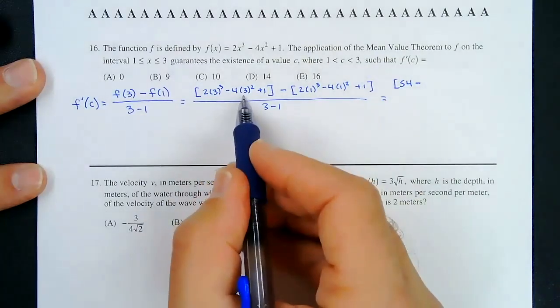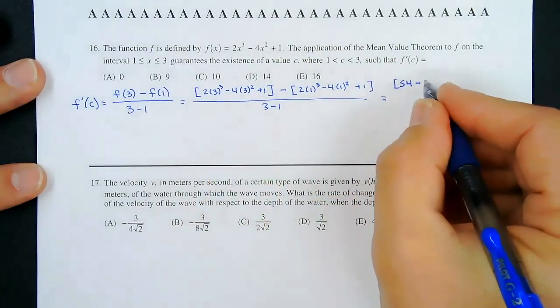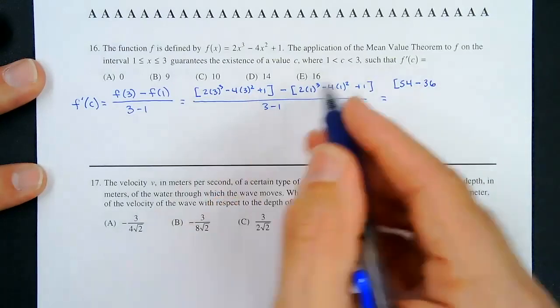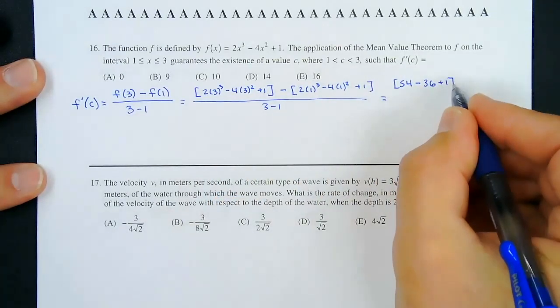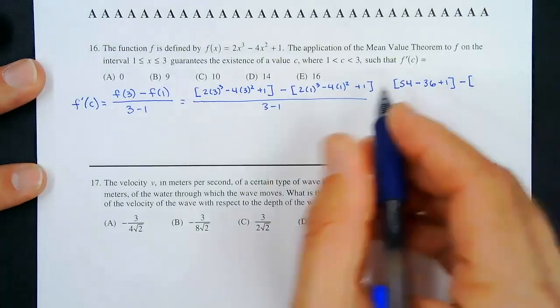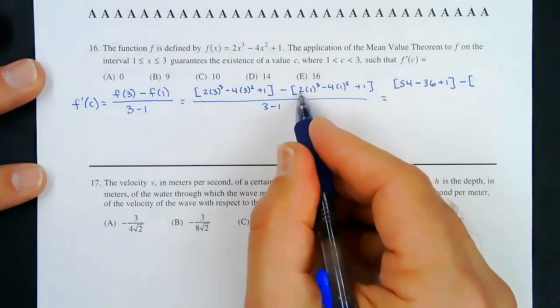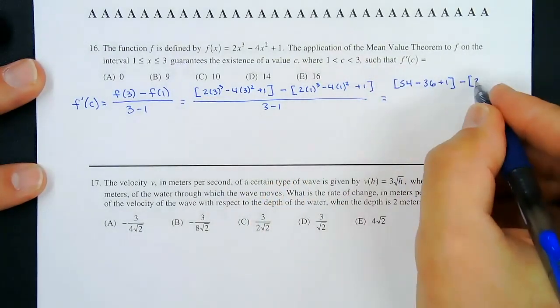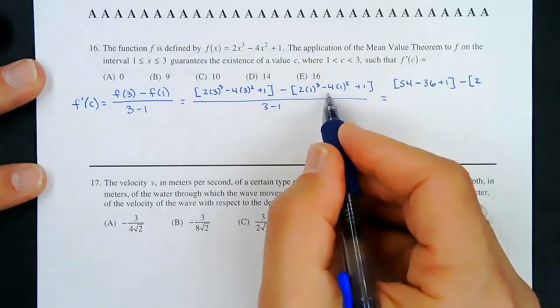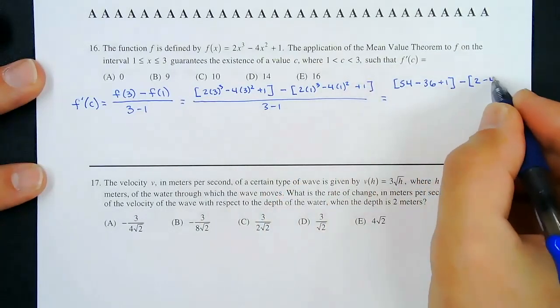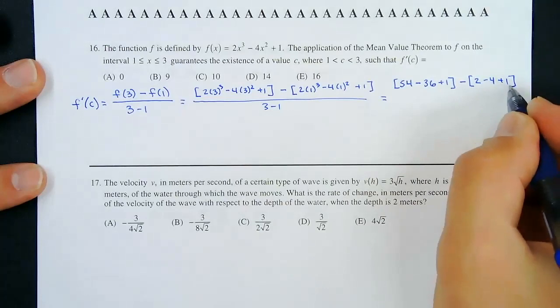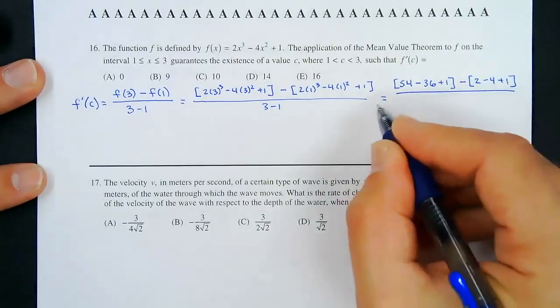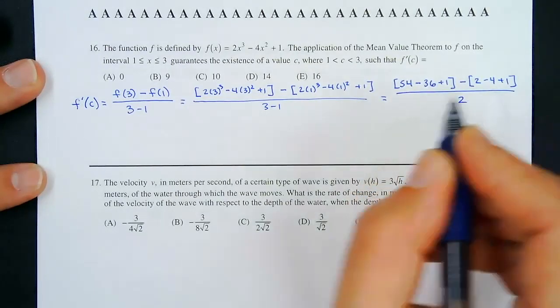And then minus, and 3 squared is 9, times 4 is 36. So we have to subtract 36. Then we need to add the 1. And then minus, and this would be 1 cubed times 2, which would be 2, and 1 squared, which would be 1, times 4. So that'd be minus 4, and then plus 1. All over, and then 3 minus 1 is just 2.